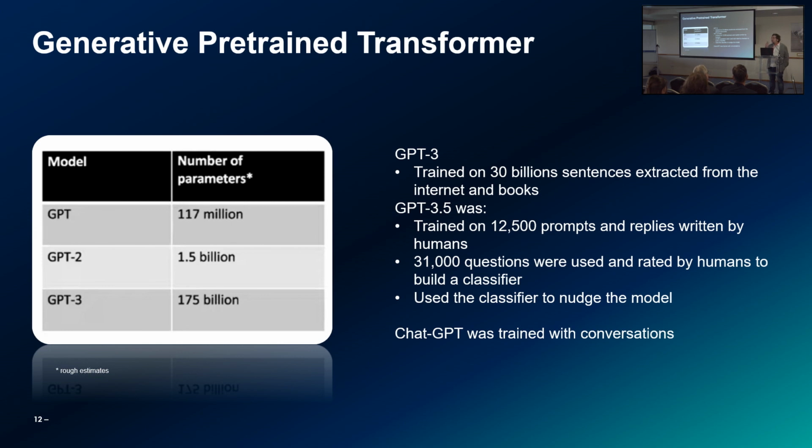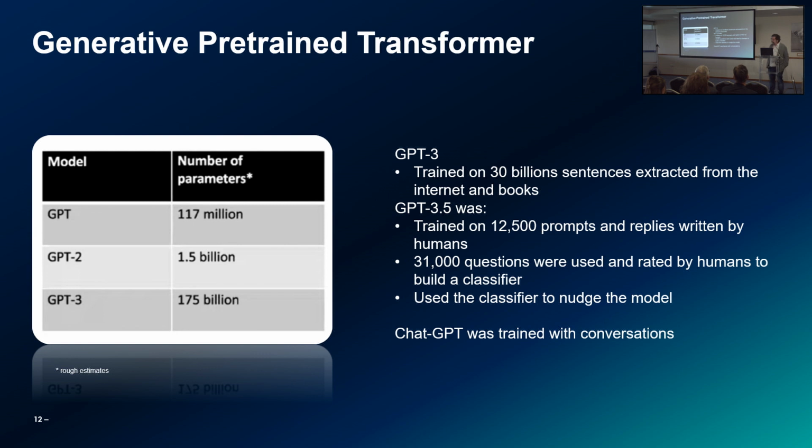So they did three things to improve the model. They wrote 12,500 prompts with their answers. Things like, explain to a 7-year-old how gravity works. And somebody had to write that. That was expensive, so they thought, we need a better way.